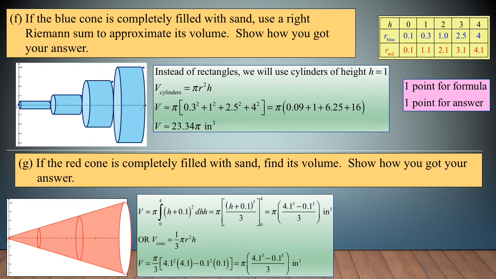Unlike the blue cone above, where we only had points, for the red cone we have a formula. So we could immediately say that V is equal to pi integral from 0 to 4 of (h + 0.1) squared dh. This becomes V equals pi times (h + 0.1) cubed over 3 evaluated from 0 to 4. And V is therefore equal to pi times (4.1 cubed minus 0.1 cubed) over 3 cubic inches.